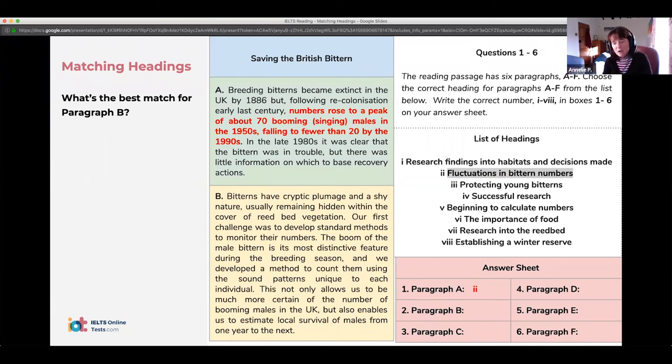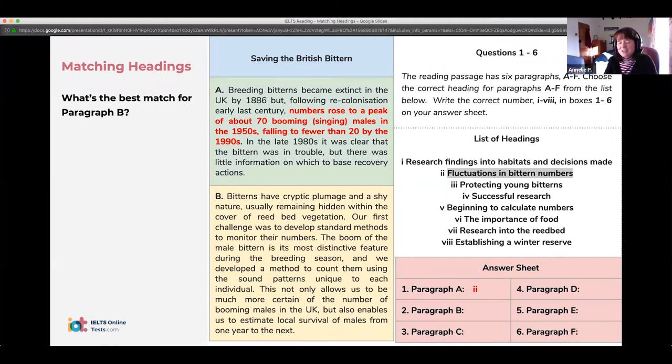So how about B? What are we looking at for B? Good, very good. So why are you saying number 5? What are the words, the synonyms in passage B that are the same? Good, yeah, we've got count.